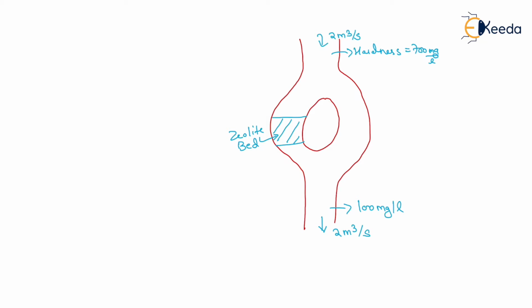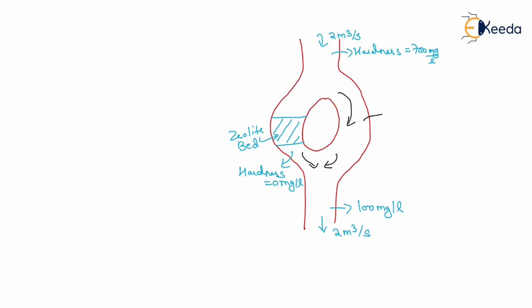Now when we pass the water through the zeolite bed, what will be its hardness? Its hardness will be 0. So if we pass all the water through the zeolite bed, the hardness will be 0 mg/L. Now we want a hardness of 100 mg/L, for which we need to pass some water through this portion as it is, that is of 700 mg/L, and when both waters mix at this point, they will give 100 mg/L of hardness.